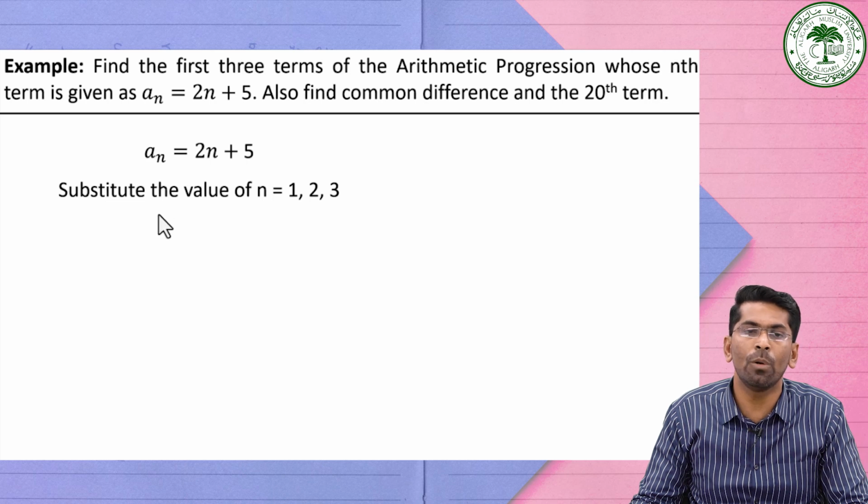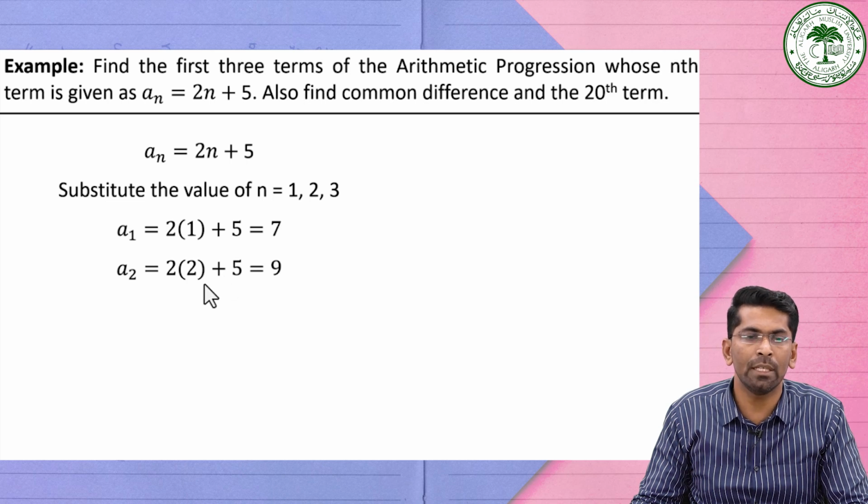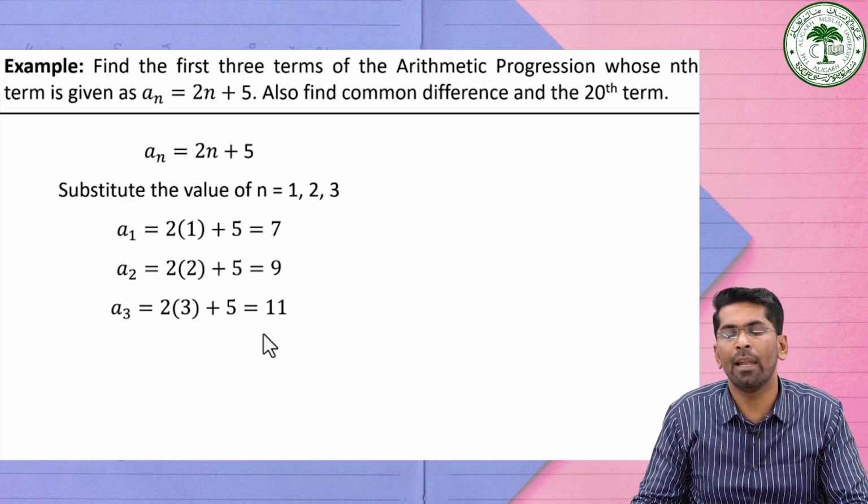We are substituting n is equal to 1. Then a1 is equal to 2 into 1 plus 5, so it is 2 plus 5, which is equal to 7. If we consider n is equal to 2, then a2 is equal to 2 into 2 plus 5, which is 4 plus 5, which is 9. Let us consider n is equal to 3, then a3 is equal to 2 into 3 plus 5, that is 6 plus 5, which is equal to 11.